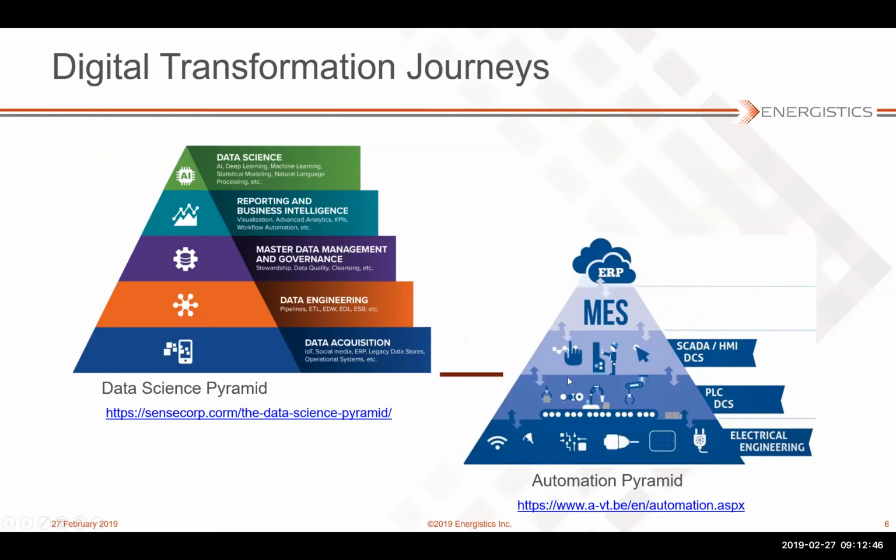But it's this bridge between the low-level machine interface and the data acquisition that feeds your upward journey towards data science, where a bridge is being built to kind of facilitate the data generation all the way up to the high-value applications.